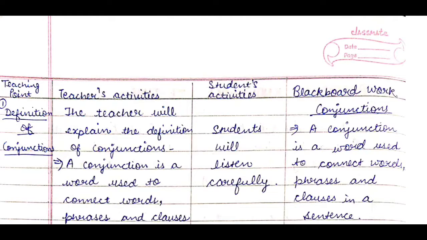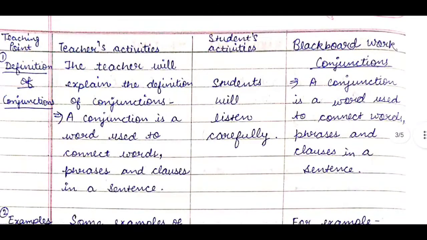So we are going to again tell them the definition of conjunction. So the teacher will explain the definition of conjunctions and she will say a conjunction is a word used to connect words, phrases and clauses in a sentence. Okay, and students activity is students will listen carefully. And blackboard work, well, what will we do? We'll write the heading conjunctions and we'll write the definition on the board also. A conjunction is a word used to connect words, phrases and clauses in a sentence.